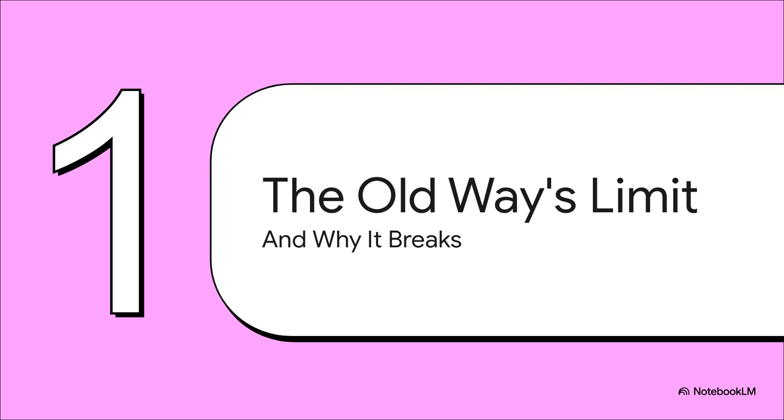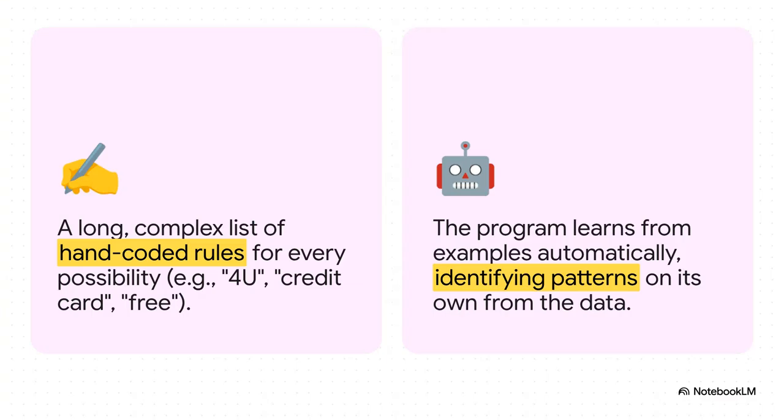So to really get why this is such a game changer, we have to look at what came before. Let's call it the old way, and you'll see pretty quickly why it just breaks. Okay, so on one side, you've got the traditional approach, right? A programmer has to sit there and manually create this huge block list of words. If they see the phrase "for you" in spam, they have to add it to the list themselves. But with machine learning, the program just looks at thousands of emails that you've already marked as spam and figures out on its own, hey, this phrase "for you" seems pretty suspicious. The machine is doing all the detective work for you.